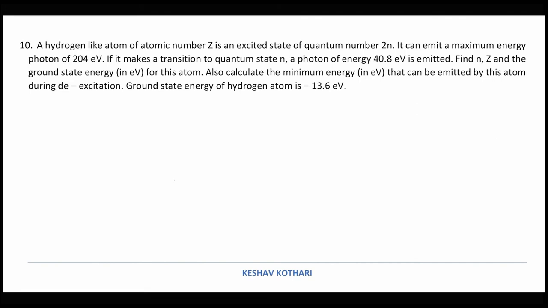Also calculate the minimum energy that can be emitted by this atom during de-excitation. The ground state energy for the hydrogen atom is minus 13.6 electron volt.